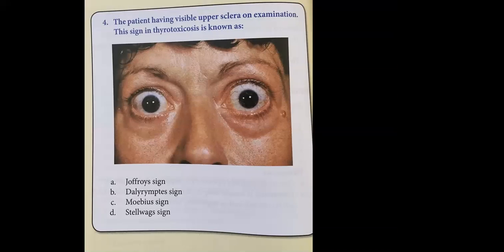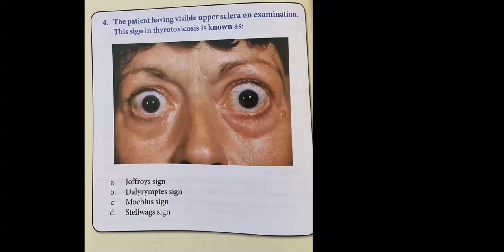So Dalrymple sign is retraction of the upper eyelid. It is lid retraction. It's not lid lag. Lid lag is von Graefe's sign. Lid retraction is Dalrymple sign. Usually, when you check your eyes, you do not see your upper sclera. If the upper sclera is seen clearly, then it is called lid retraction, also called Dalrymple sign.